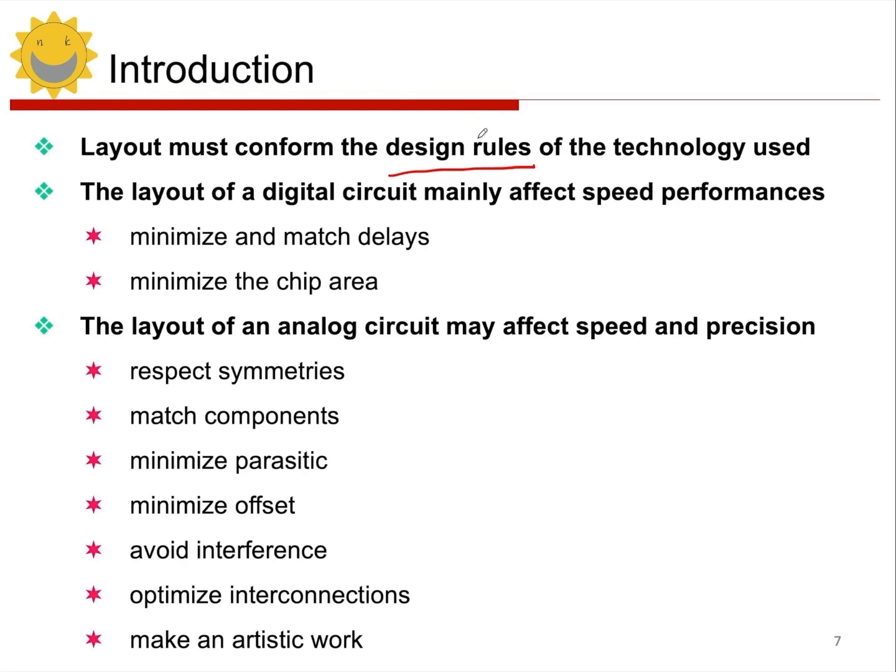Now, when designing layouts, we will encounter two types of circuits. One is called digital circuit, and the other is analog circuit. When we design the layout for digital circuits, it mainly affects the speed characteristics of the circuit, meaning it influences how fast or slow the circuit operates.